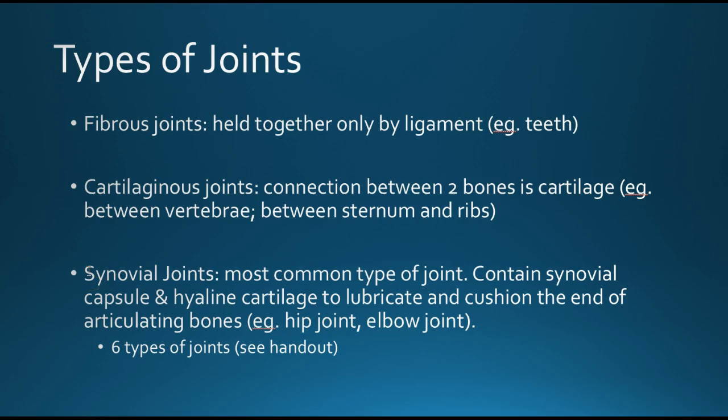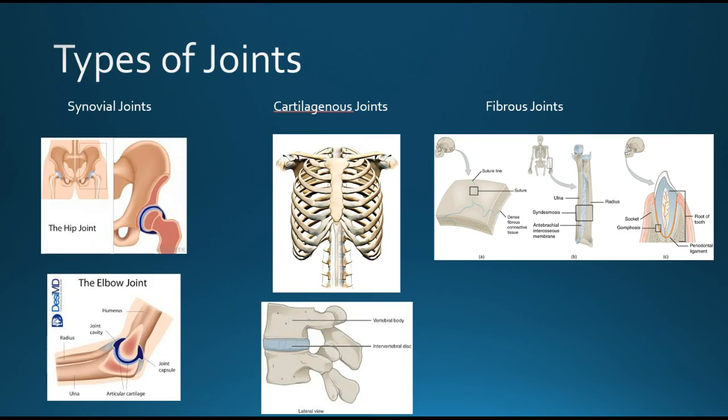Or synovial joints, which are the most common type of joint, and they contain synovial capsule and hyaline cartilage to lubricate and cushion the end of articulating bones, so two bones that are together. Without that cartilage and the capsule, the bone-on-bone impact would result in degradation of the bone, so the bone's getting worn down over time. So it acts as a protector.